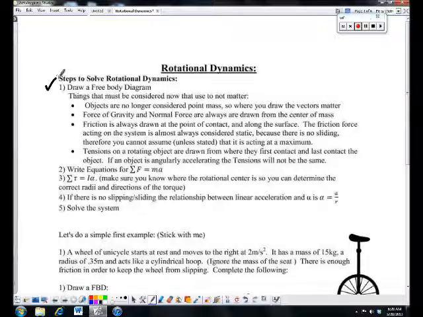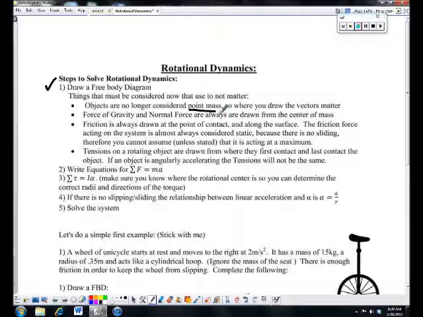The first one is that we no longer consider things to be point masses, so where you draw the vectors matters. Specifically, the force of gravity and the normal force are drawn from the center of mass. Friction is always drawn at the point of contact and along the surface. Okay? And tensions on rotating objects are no longer going to necessarily be the same. And that's actually pretty much common sense, because if it worked any other way, there would be no rotation.